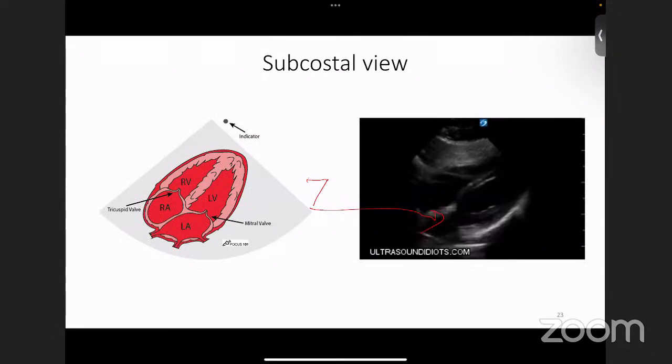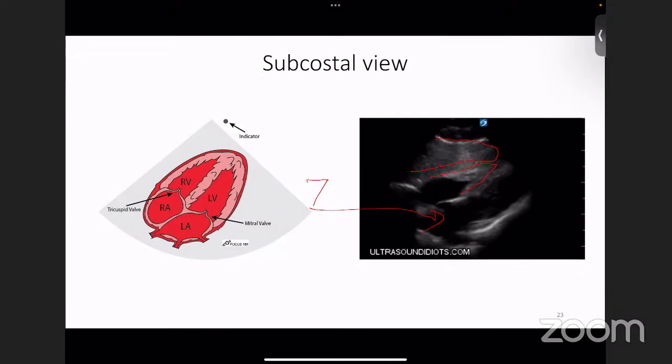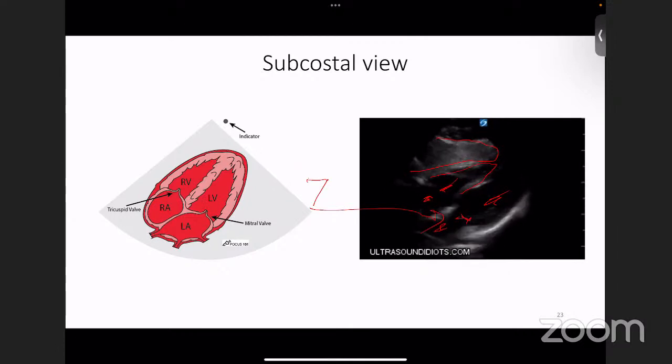That is, first you will see the liver here. Then the closest chamber which is seen is the RV. This is the RA. This is the tricuspid valve. This is the LV. This is the LA, and here is the mitral valve.